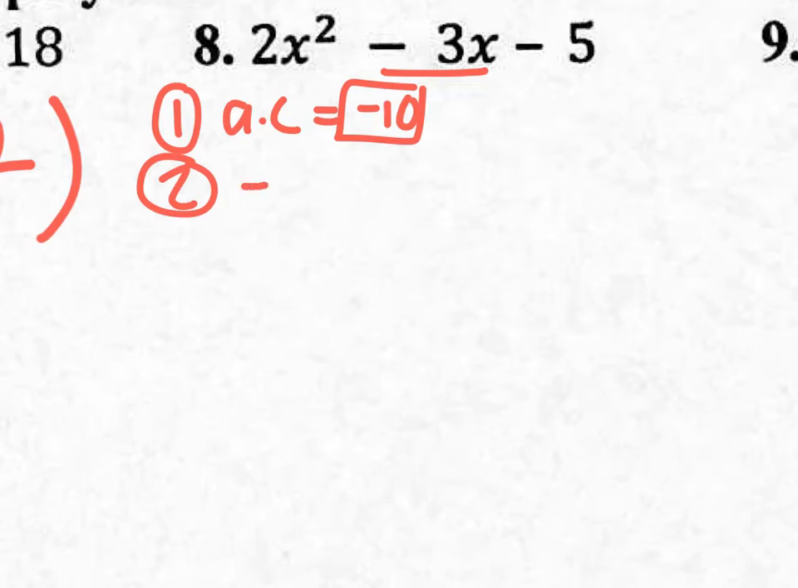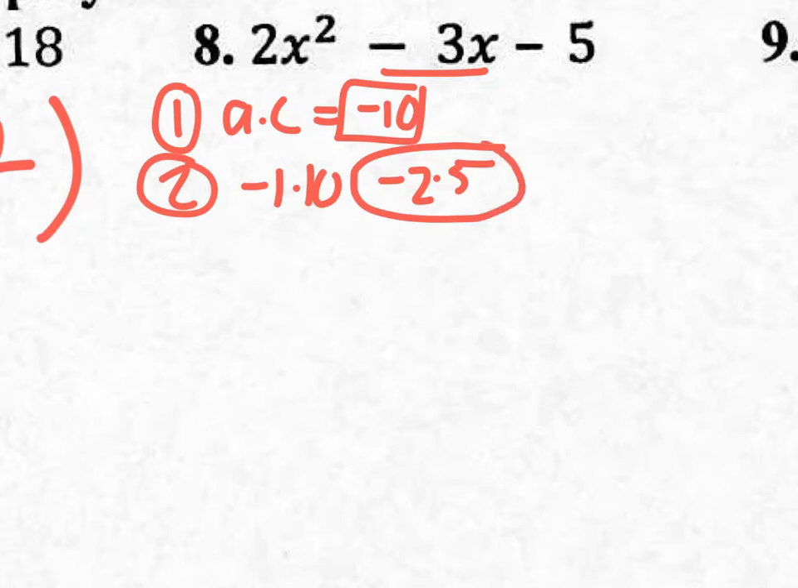So how could you get negative 10? Negative 1 times 10 or negative 2 times 5? Those are the two options. Now we know that negative 2 and 5, when we combine those, give us a positive 3. But we want a negative 3. So we have the right numbers, we just have the wrong signs. So go ahead and change that to a positive 2 and a negative 5, and then you're good for the second step.